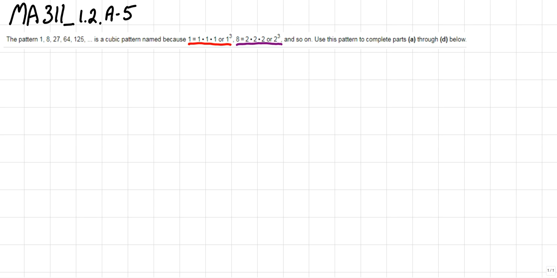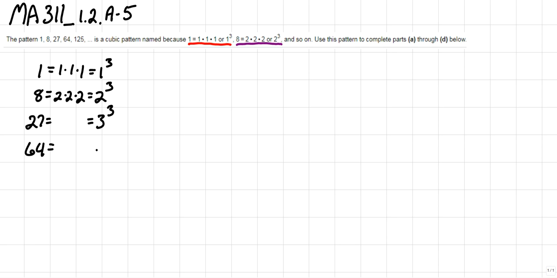The first thing that I want you to understand before we even get started here is that 1 is equal to 1 times 1 times 1, which is 1 cubed, as we've already stated. The next number, 8, is 2 times 2 times 2, which is 2 cubed. The next number is 27, which is 3 times 3 times 3, or 3 cubed. Then there will be 64, which is 4 cubed, and then 125, which is 5 cubed. We want to continue this pattern so that we can answer the questions that are given to us.